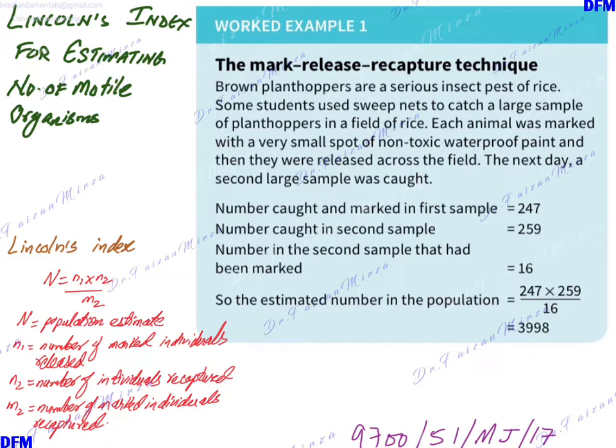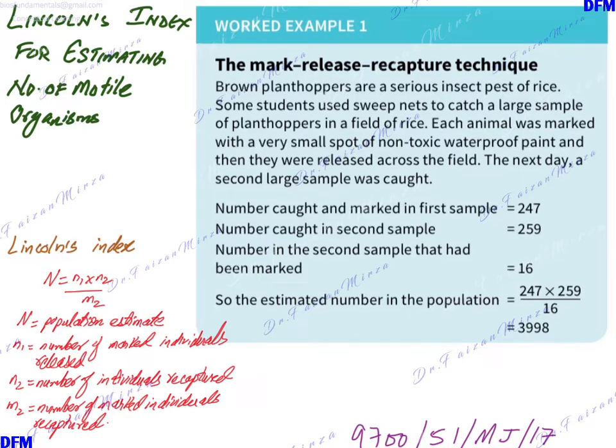Now we allow them to go and mix with the others in the field. The next day we come again to the same defined area and start capturing a very large number of the same plant hoppers using the sweeping nets. On day two, I captured 259 plant hoppers. So my day one count is 247, my day two count is 259. I allowed one day so that they could mingle with their population. I will not allow more than one day.